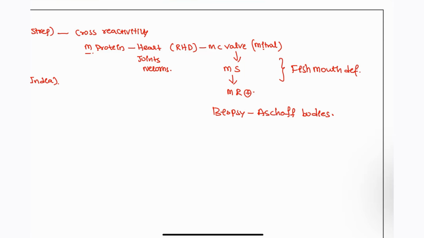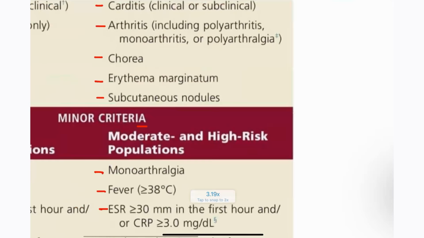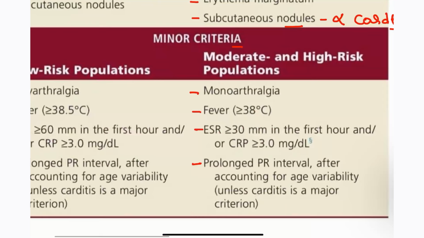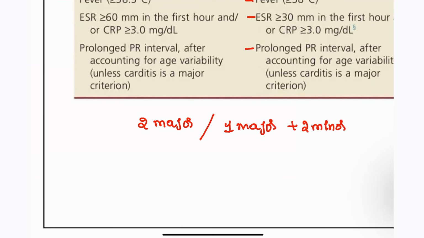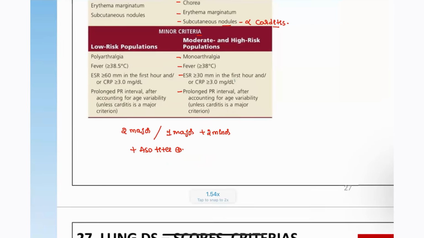Another important thing: if there are subcutaneous nodules, it is directly proportional to carditis. That means if you see a nodule, yes, carditis is also included in this patient. Then how are we going to diagnose? At least two major, or one major plus two minor criteria, then we characterize this as rheumatic fever. Along with that, ASO titers will also be positive in this patient.